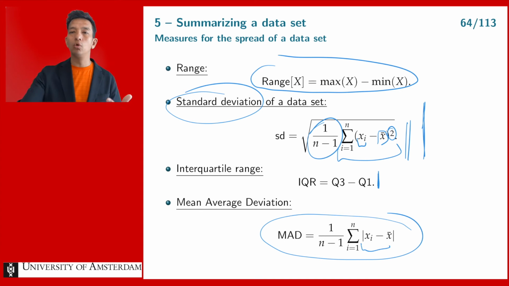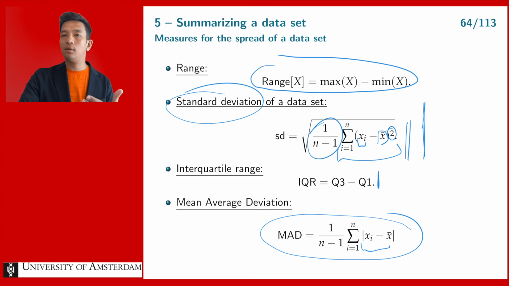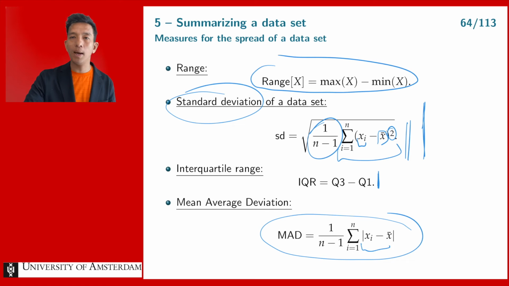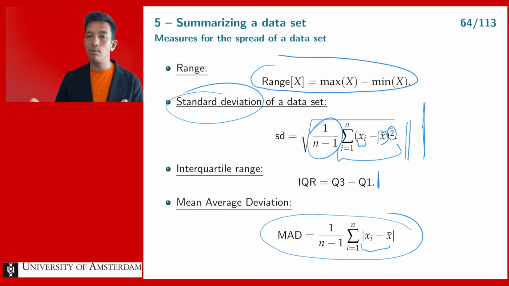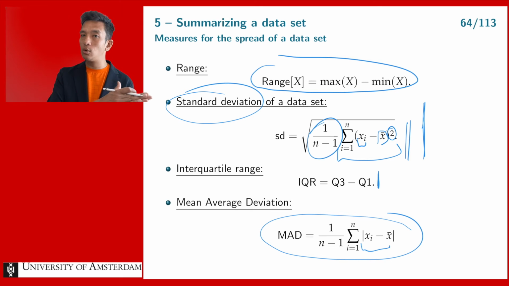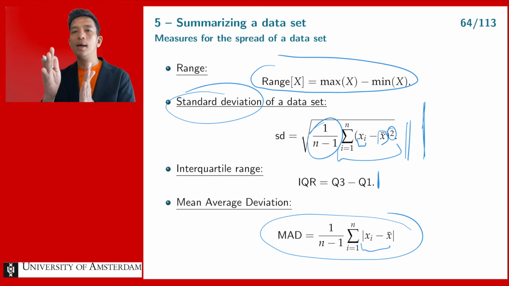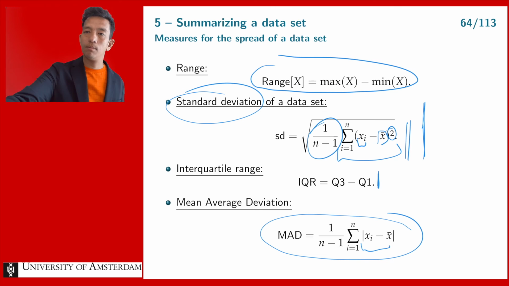And one reason to use absolute values compared to a squared difference is that it handles outliers a little bit better than the standard deviation. But again, it assumes some kind of symmetry in your data because you do not distinguish between values that are larger than the mean and values that are smaller than the mean.